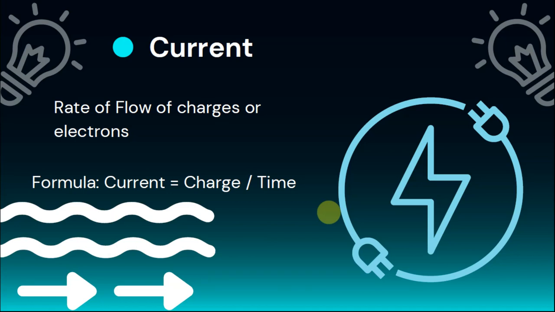Okay, so now we defined the current, and the formula to calculate the current is charge by time, and the unit for current is amperes. The current is measured in amperes.